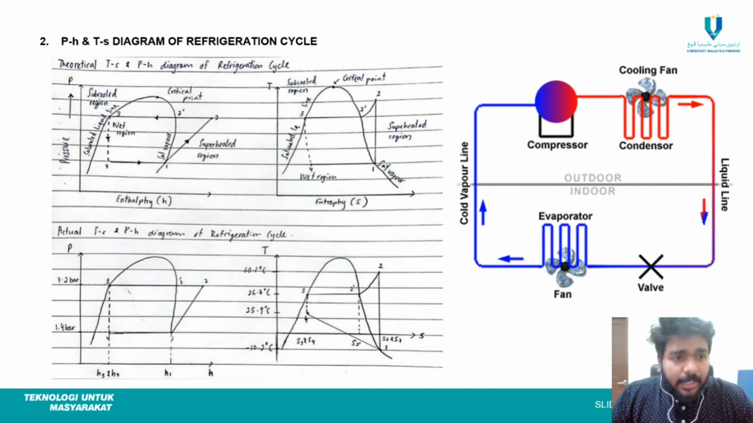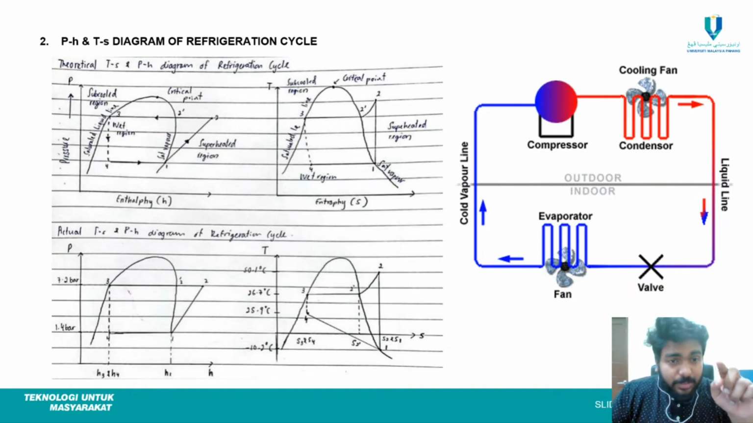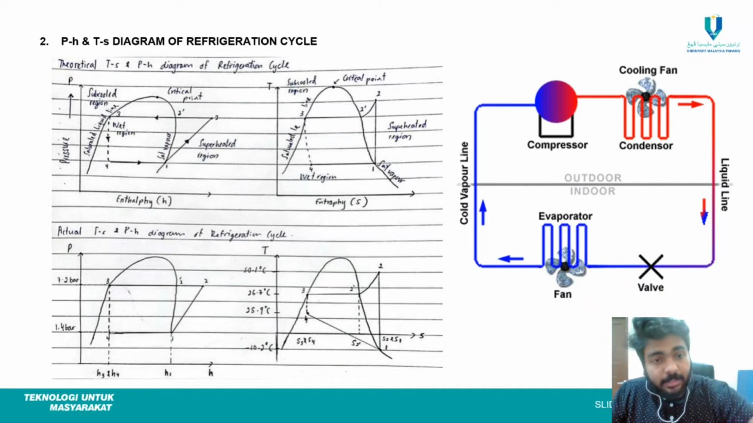And the second theoretical diagram is the TS diagram. TS diagram is, as we know, the ideal refrigerant cycle TS diagram. This is the TS diagram. First, the upper part will be a subcooled region, and then the right region will be a superheated region. As we know, the critical point, and then as I shown, the wet region, and then the line will be like the saturated liquid line, and the end part will be the saturated vapor.